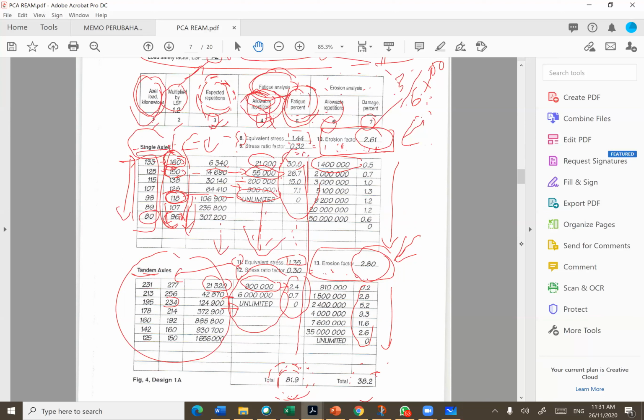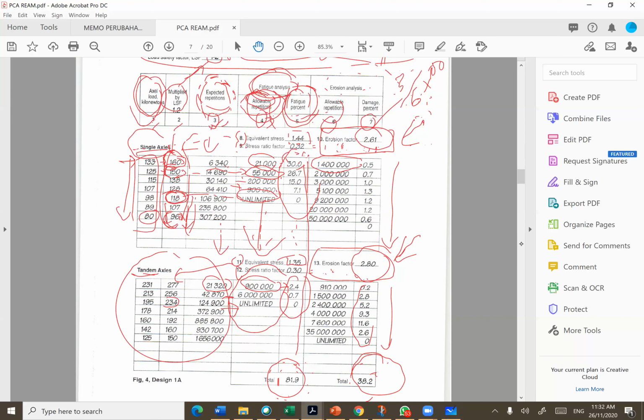Is the 240 millimeter thickness of slab okay or not? So this is how you interpret the result. For both values, the damage percent due to fatigue and the damage percent due to erosion, they need to be less than 100.